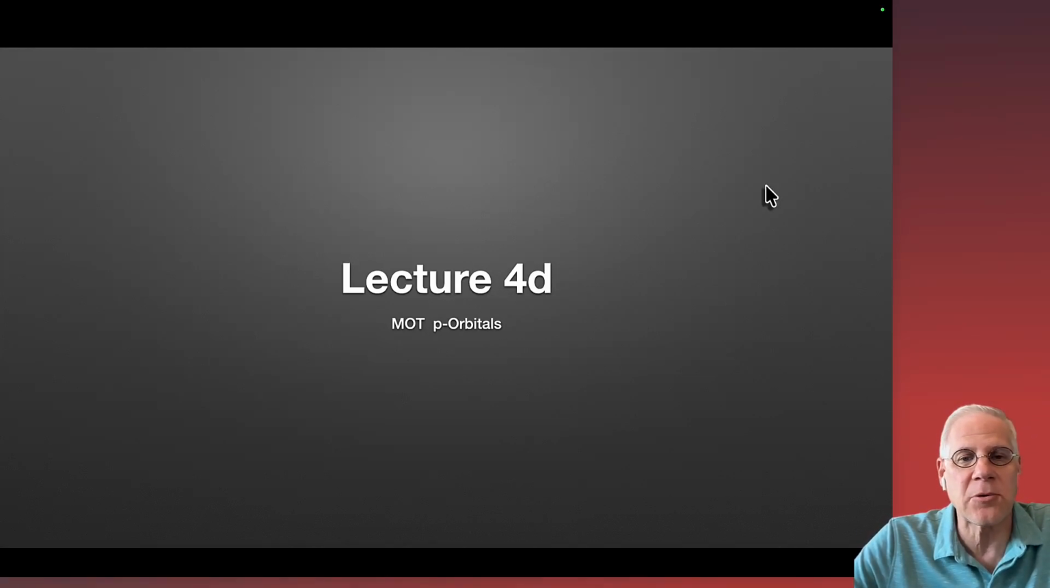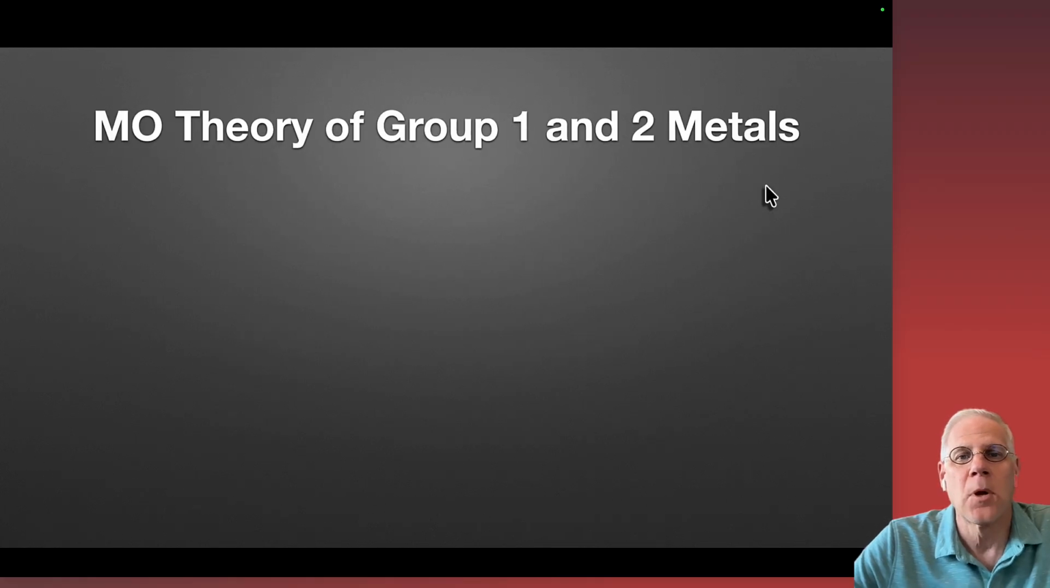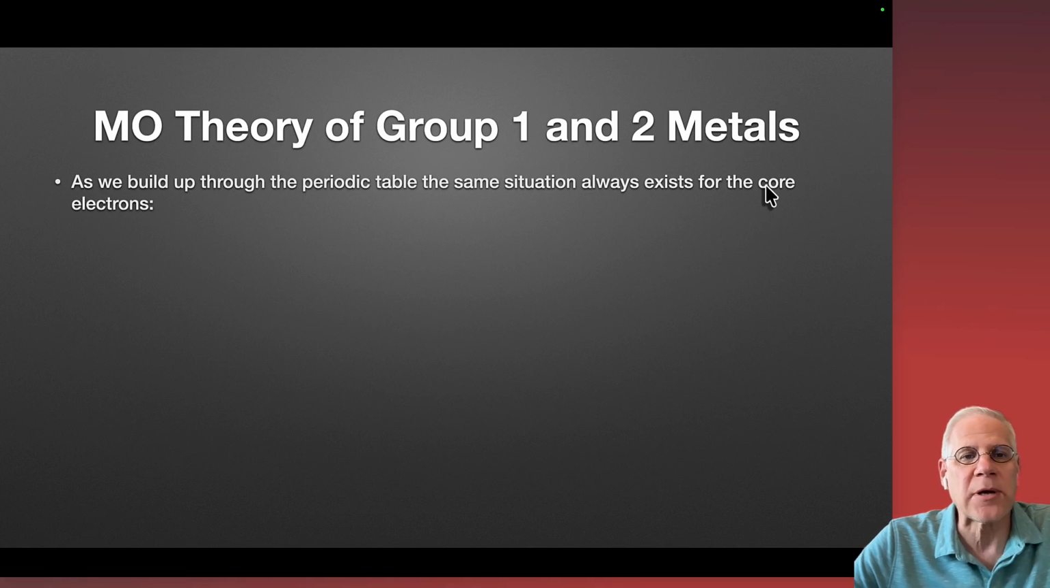In this particular part of Lecture 4, we are going to be looking a little bit deeper into molecular orbital theory and start incorporating p-orbitals. Before we do that, we want to take a look at some of the MO theory of Group 1 and Group 2 metals, just to knock them out with one big shot, and then we'll focus on some of the other elements in the p block on the periodic table.